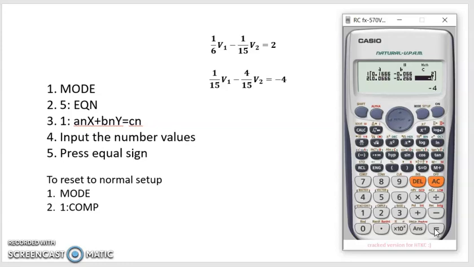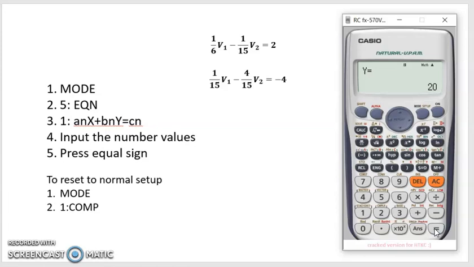And the next step that you should do is just to click the equal sign. Now you have it. X is equal to 20. X is the value for your first variable. So that would be v1. And for your y is equal to 20. So that will be your value for your v2.